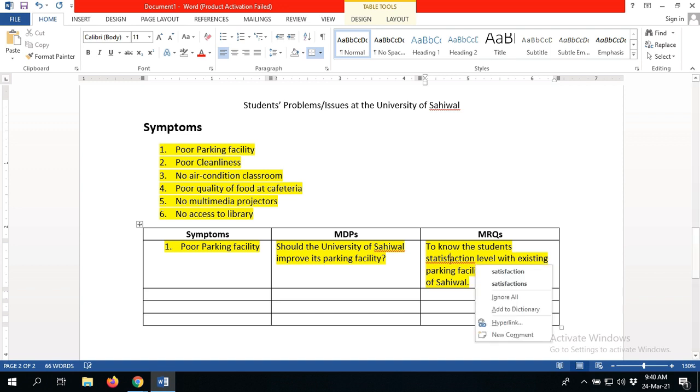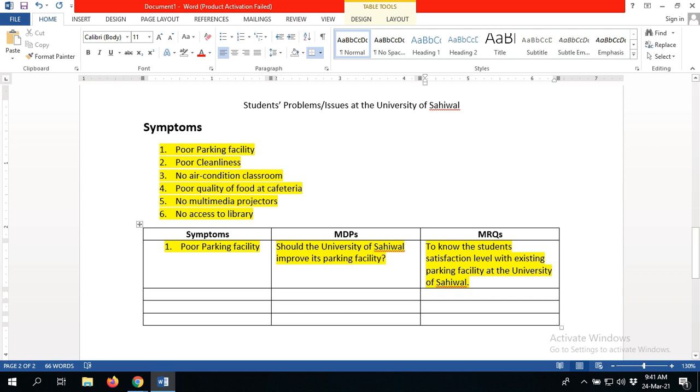It means if we know students' satisfaction level with the existing facility, and most of the students are saying that we are already satisfied with the parking facility, then the university can say that there is no need to improve it. But if most of the students say that we are not satisfied, it means the university needs to improve its parking facility.